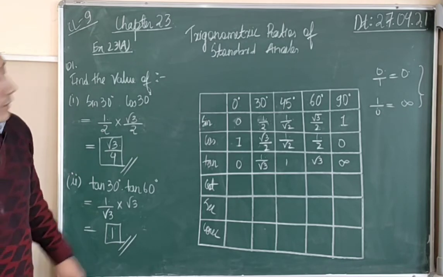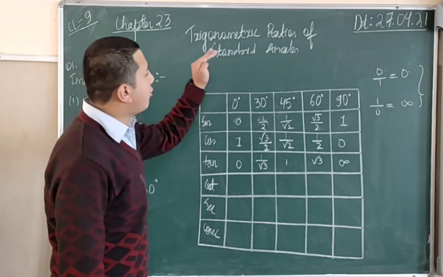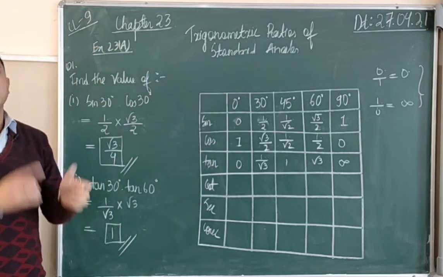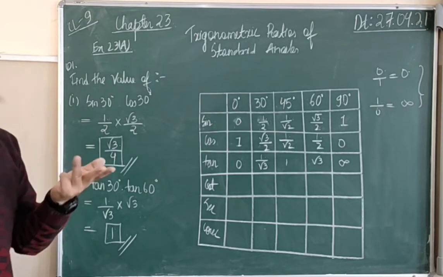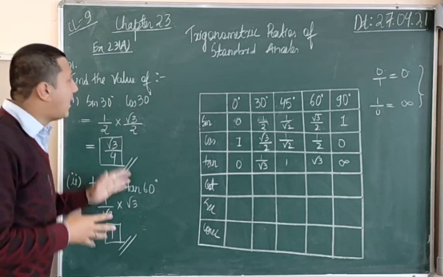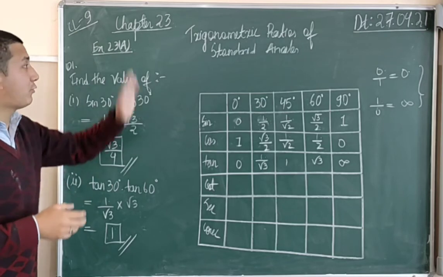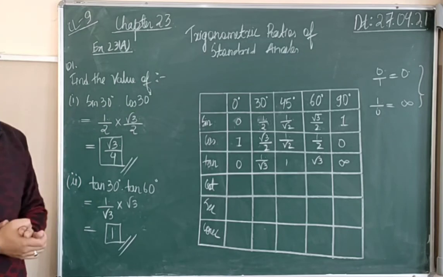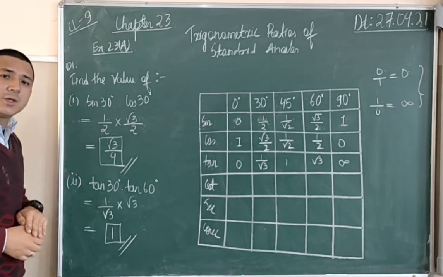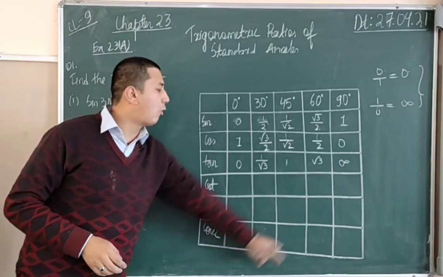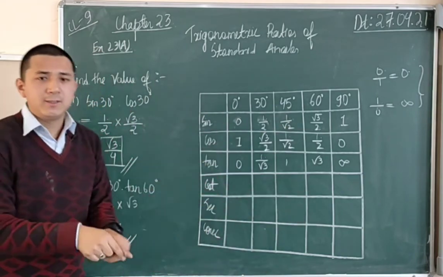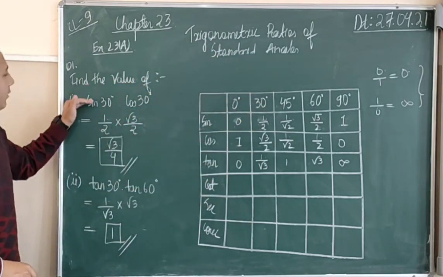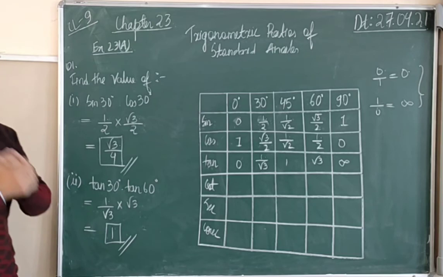So in today's class, boys, we have learned about trigonometric ratios of which angle? Standard angles. There are basically 5 standard angles: 0, 30, 45, 60 and 90. And we are also learning the values of trigonometric ratios of these standard angles with the help of this table. So your today's assignment will be to do these 2 sums. Write in your copy, trigonometric ratios of standard angles, make the table and then do the first 2 sums and send it to me by tomorrow.